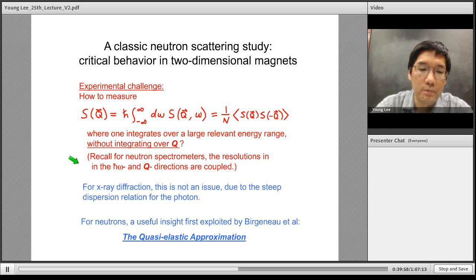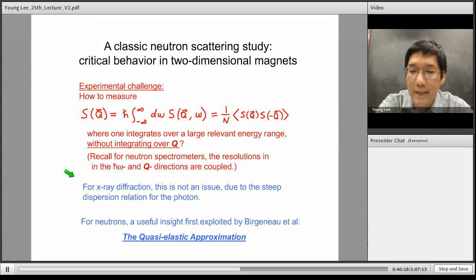So it's going to be hard for us just to integrate over energy without simultaneously integrating over some range in wave vector. So that's an experimental challenge. Now, other probes can do this more simply. X-ray diffraction, for example, this is not an issue.